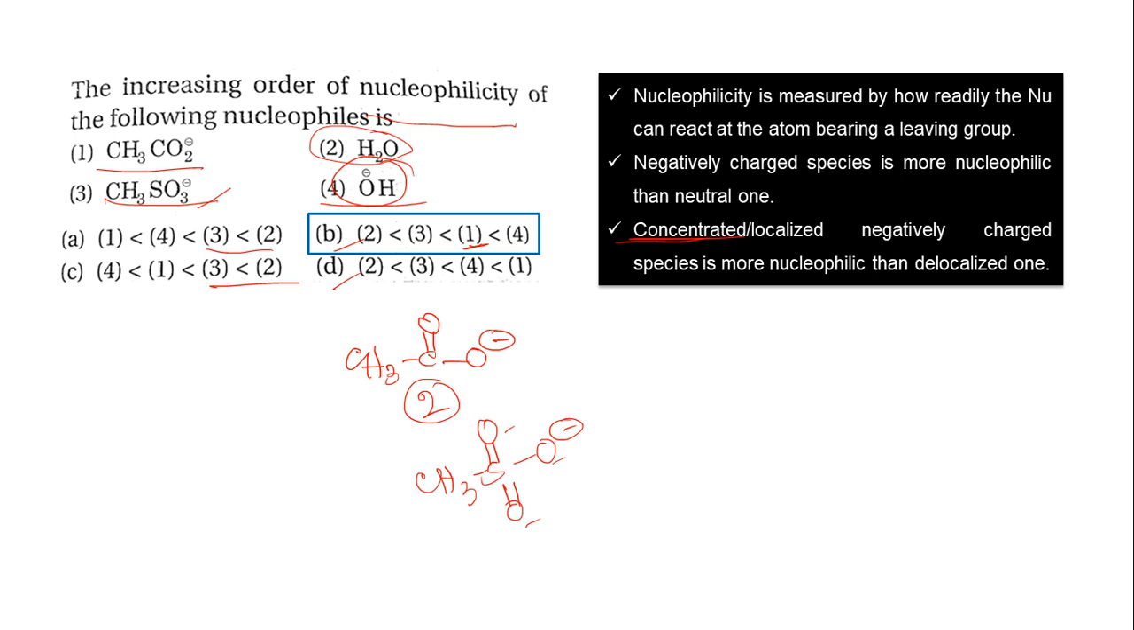Okay, so sorry, not 2. This is actually number 1. I have written these 2 for resonance structures. So this will be less nucleophilic. So at first position 4, that is HO minus. After that it is 1, CH3CO2 minus, then CH3SO3 minus, and at the last position there is the water molecule.